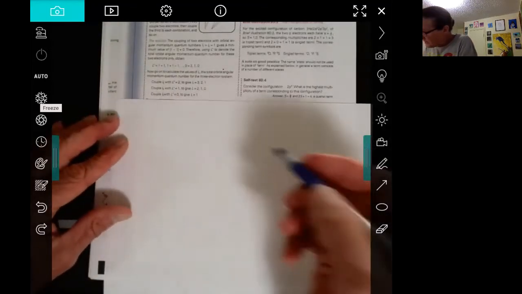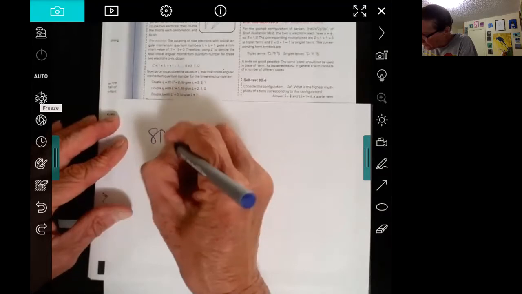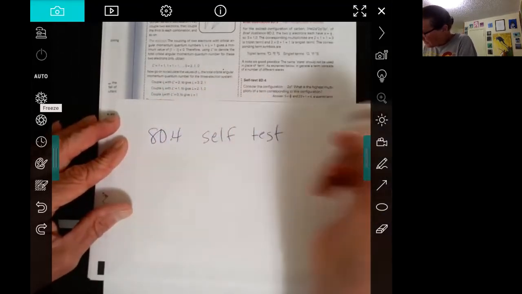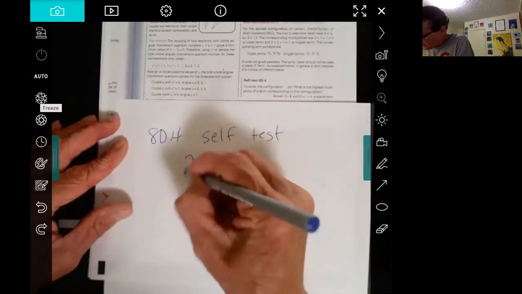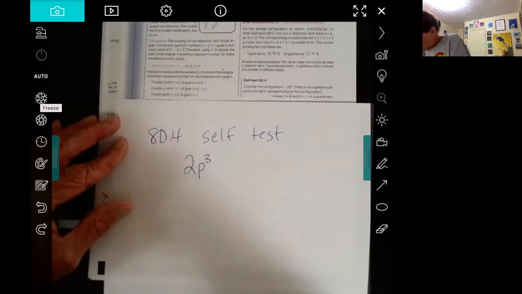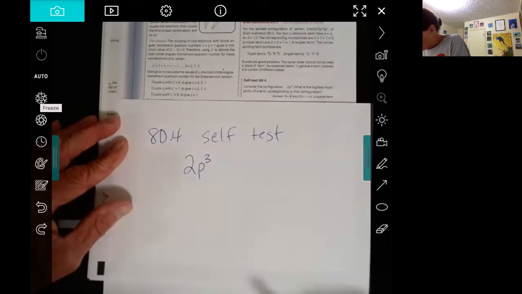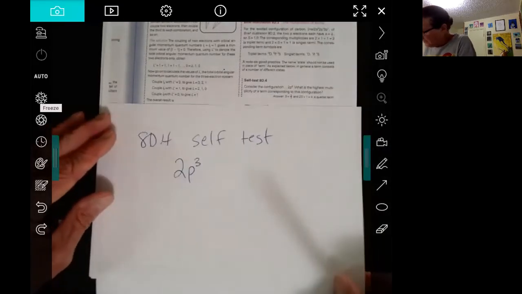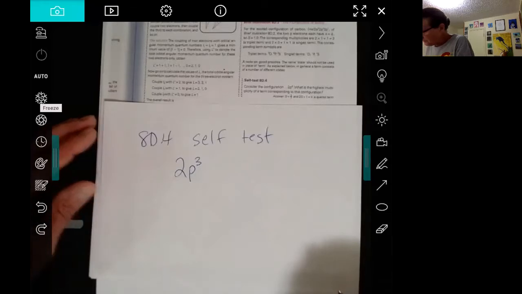Okay, so self-test 8D4. This says consider a configuration which is a 2p3. What's the highest multiplicity of a term corresponding to this configuration? So we haven't defined multiplicity, and I'll do that as I work this problem.